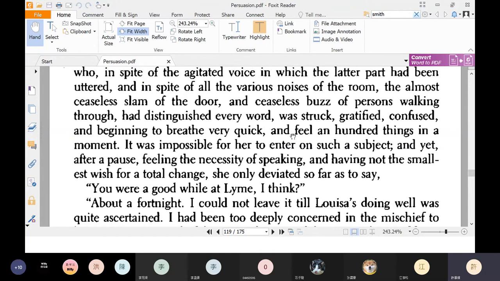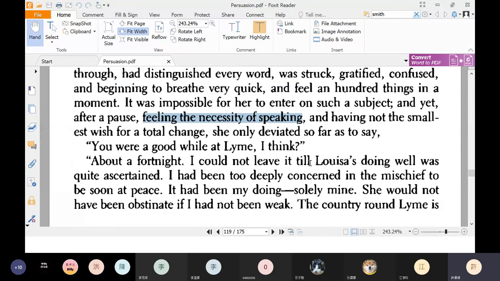"It was impossible for her to enter on such a subject." So she can't really join this conversation because she's too excited and embarrassed. And yet, out of politeness, she feels the necessity of speaking. So she decides to say, "You were a good while at Lyme, I think." This is an extremely interesting choice of words. She feels like she needs to continue the conversation, but she's not really ready to talk about this. So she says something that requires the least amount of brain power. "You spent a lot of time at Lyme, right?" She already knows the answer. Yes, Wentworth spent a lot of time at Lyme. And so by asking a question that she already knows the answer to, she doesn't have to pay attention to him. She doesn't have to focus, because right now she's so excited and confused that she can't focus.